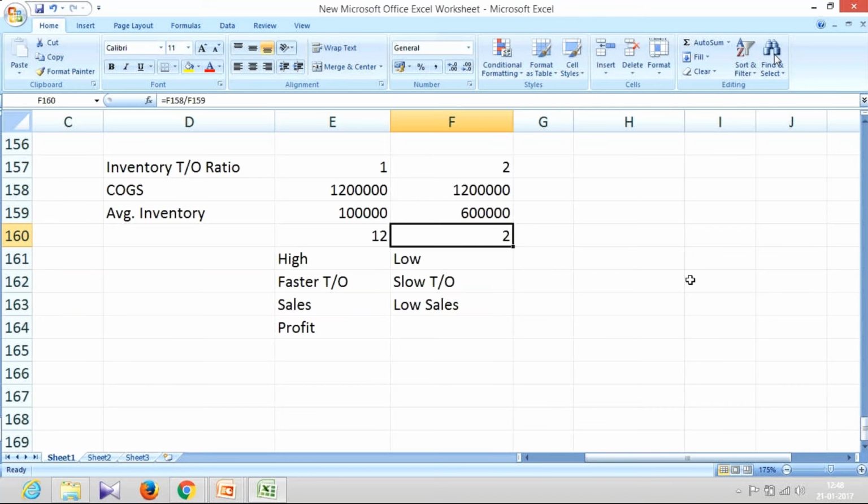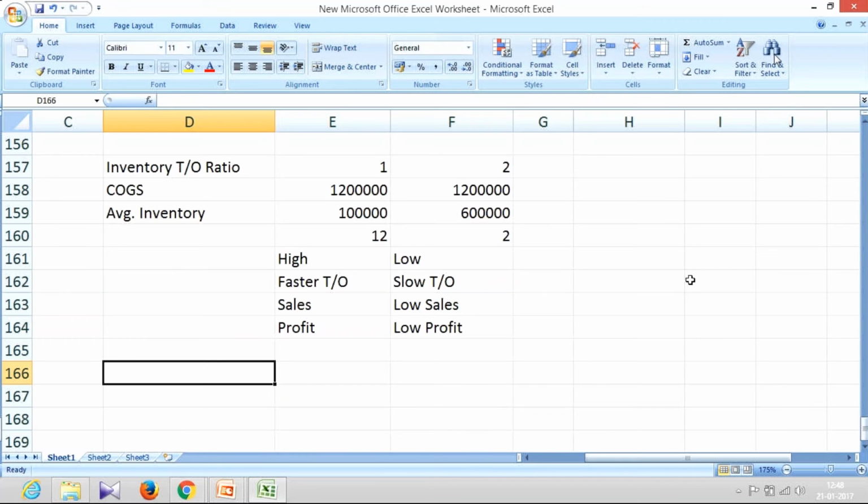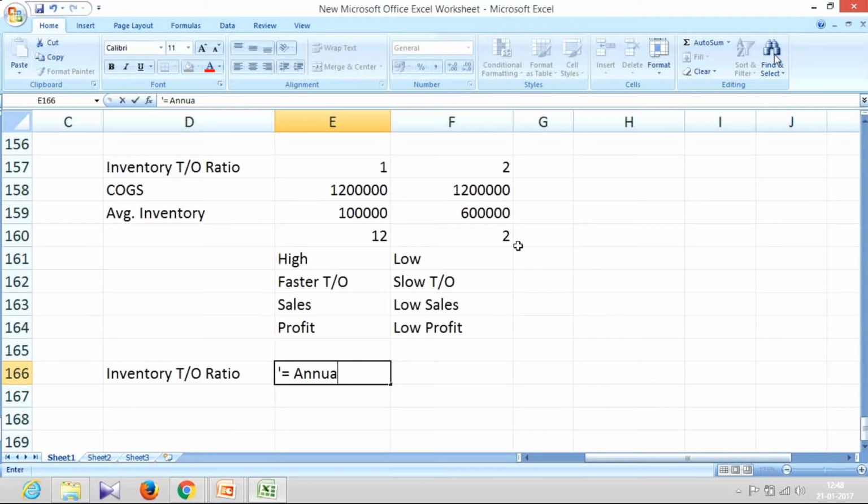So how do we calculate the inventory turnover ratio? The formula for inventory turnover ratio is simple. It is annual cost of goods sold divided by average inventory. This is the formula for inventory turnover ratio.